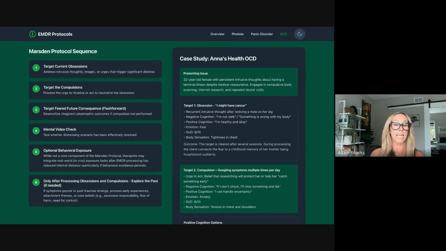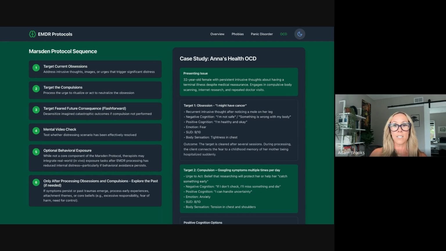During processing, the client connected the fear to a childhood memory of her mom being hospitalized suddenly. So when developmental trauma, big T or little t, shows up during processing, you'll want to hold on to that and make that a part of the active treatment plan. So I'm going to hold on to that past event, and then I'm going to move on to compulsions first.